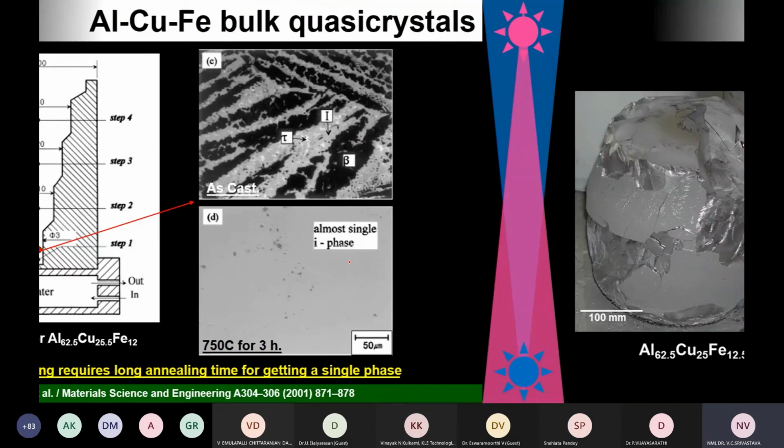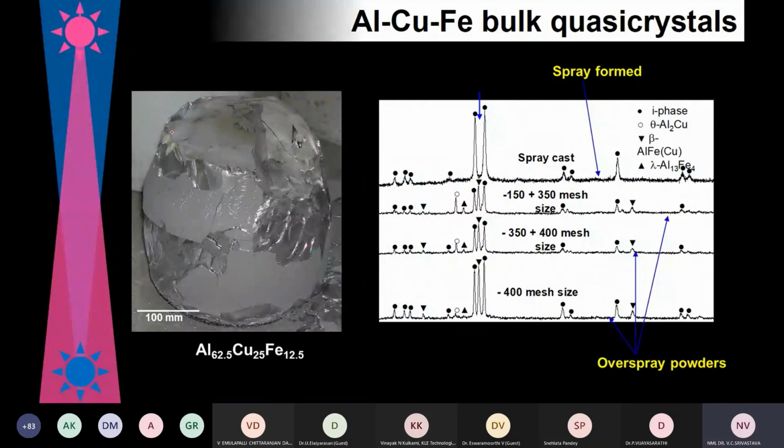Now in the spray forming, we made around 40 kg of this single phase material by spray forming, and you see these are the powders. Means once you deposit, some powders go out and they do not come on the deposit, okay, on the substrate. So the powder we collected and we saw what the phases are, then we could see there is one phase coming up in all the powders.